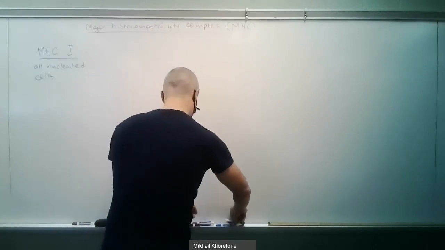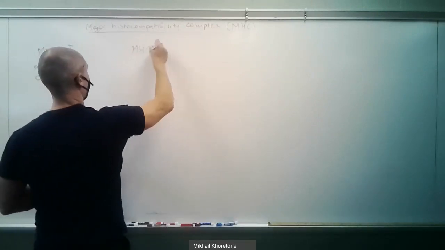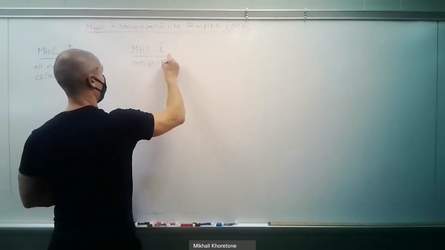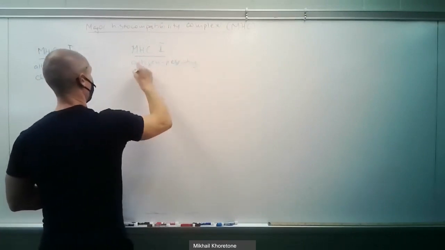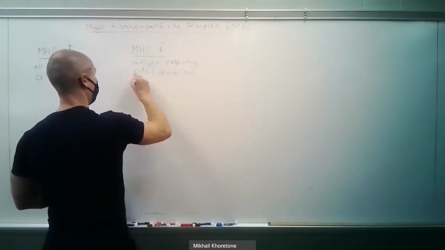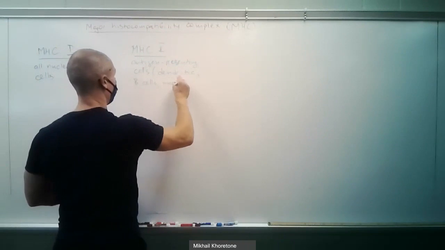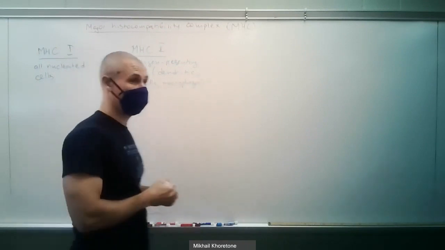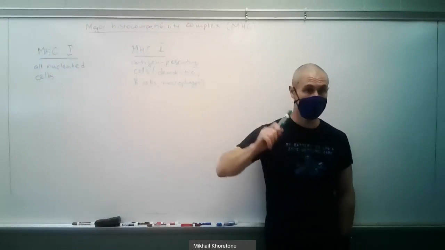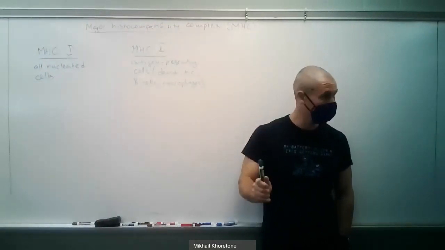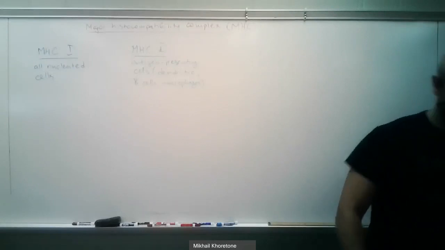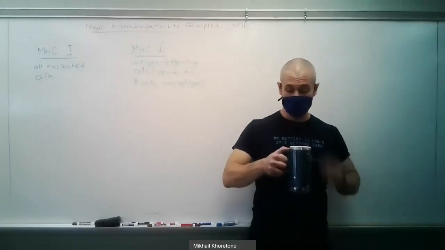And then you've got MHC class 2, which is found on antigen-presenting cells, which are dendritic cells, B cells, and macrophages. Now listen. I told you that MHC class 1 is found on all nucleated cells, right? And I told you that the non-nucleated cells are red blood cells, platelets, and sperm cells. You following me so far?